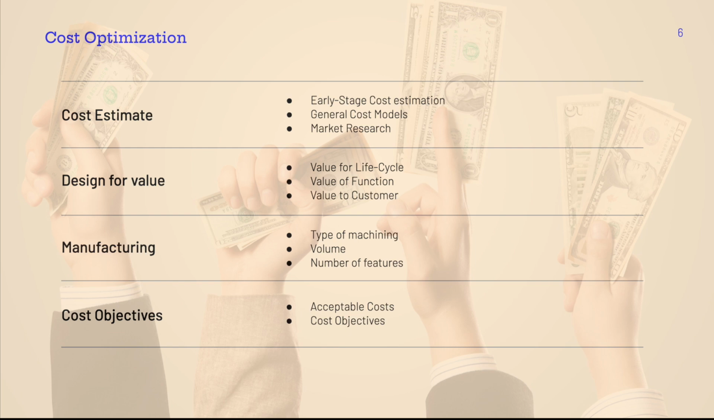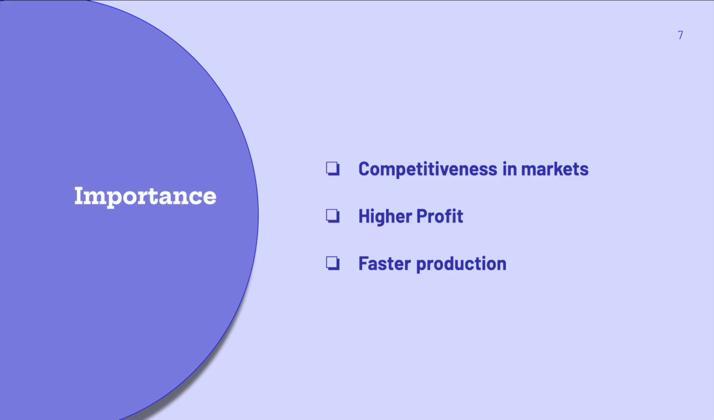The final strategy is going to be having a cost objective, having a goal for what you want the cost to be, and working towards that goal. Now, the reason that this is important is because designing for cost will help you be competitive in the market, help you sell. It'll increase your profits, and it can help you have faster production if it doesn't take as long to gather the funds for the project.